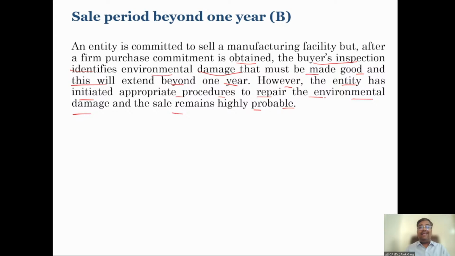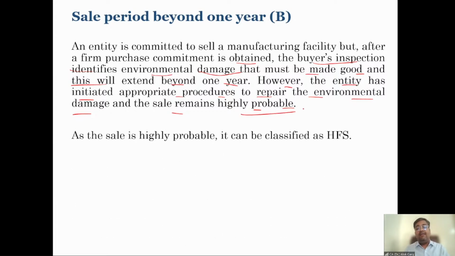However, the entity has initiated appropriate procedures, right? The entity has already started to repair the environmental damage, to repair the chimneys so that they will not emit carbon monoxide or pollution, and the sale remains highly probable, right? If the sale is highly probable, it can be classified as held for sale.